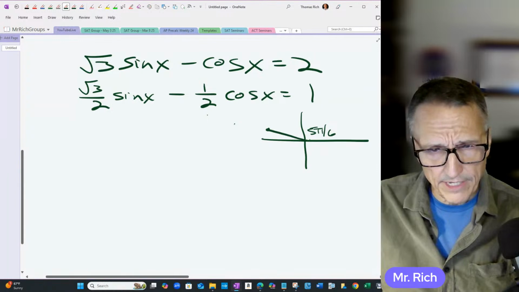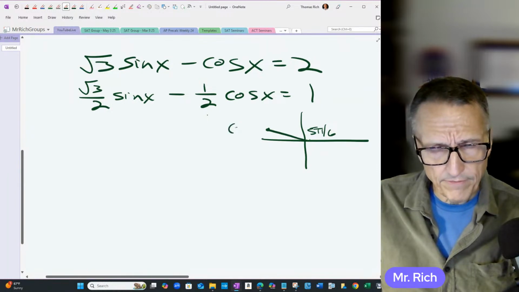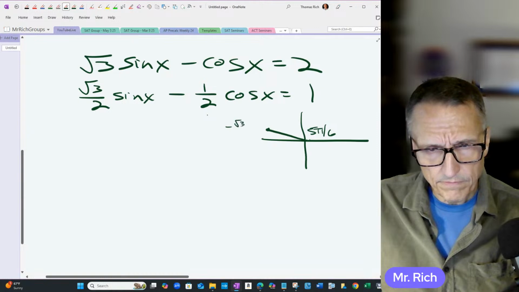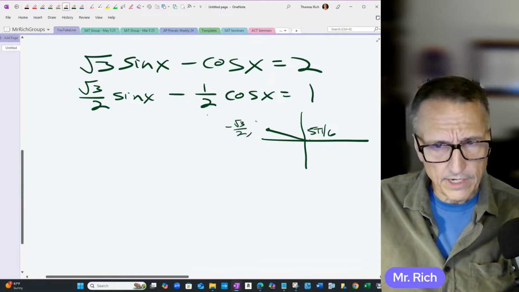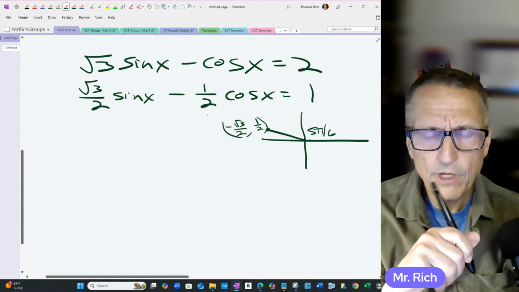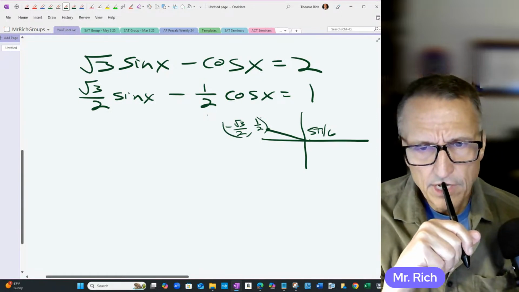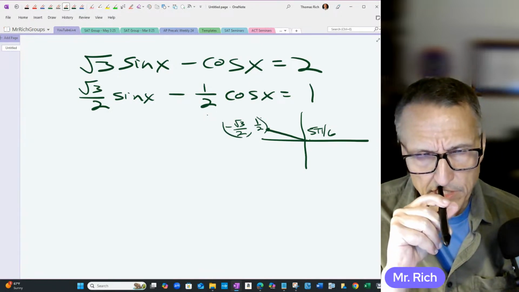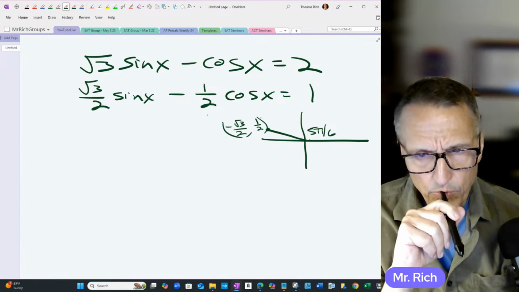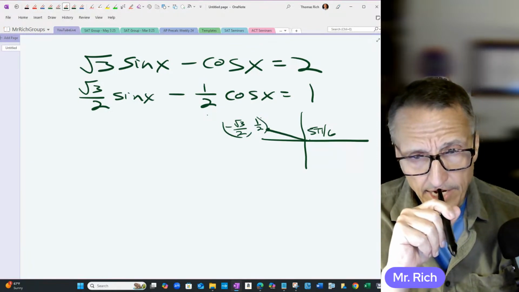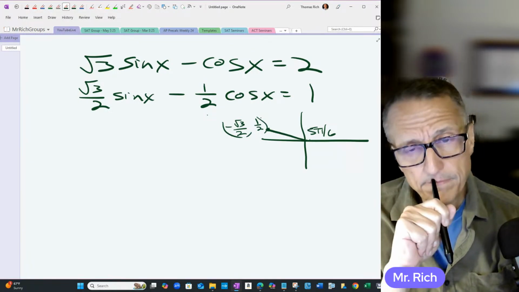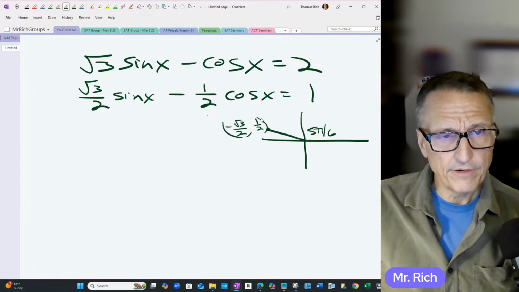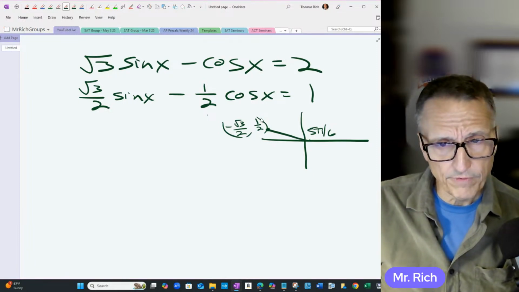Now, what's that going to give me as a point? That point at 5 pi over 6 is going to be a negative root 3 over 2, comma 1/2. That's our unit circle point at 5 pi over 6. So that means that I could replace 1/2 with sine of 5 pi over 6. And I could replace root 3 over 2.